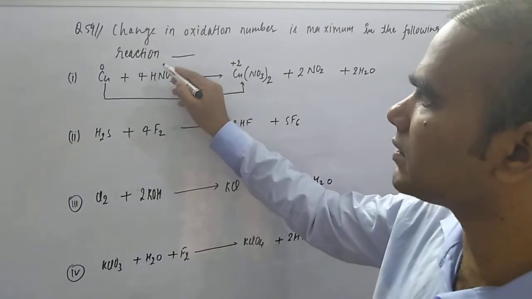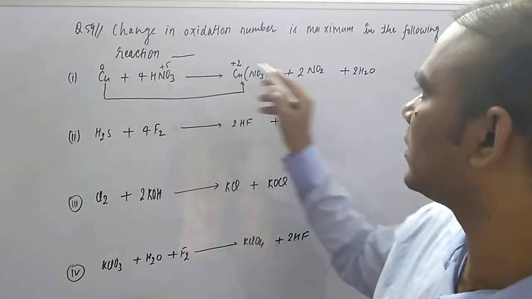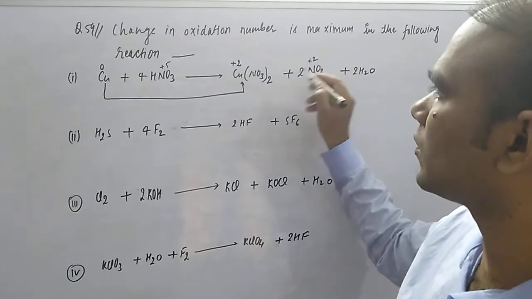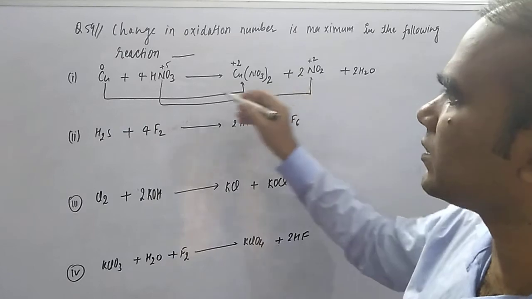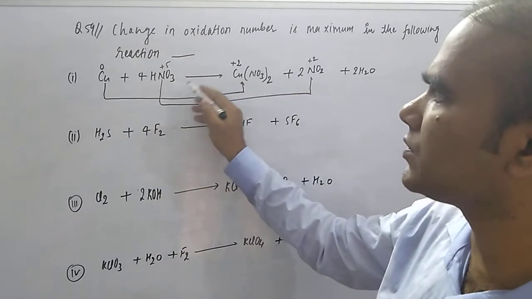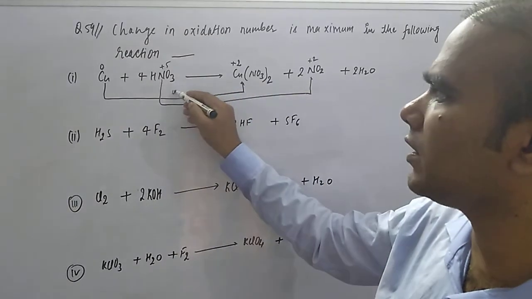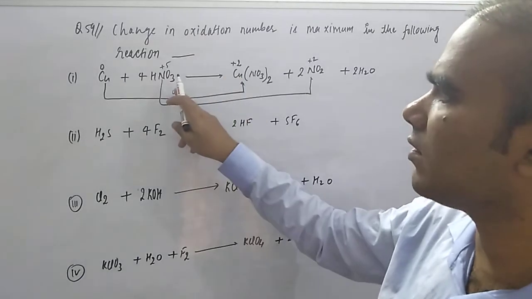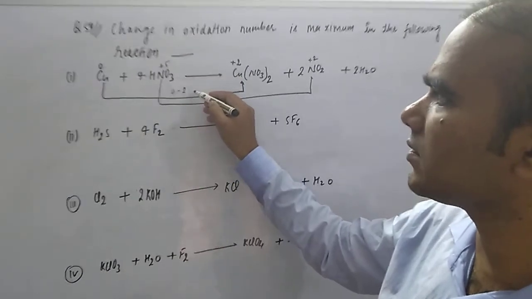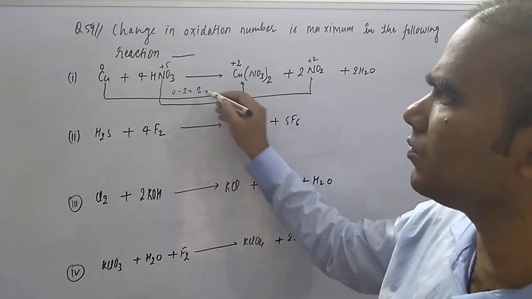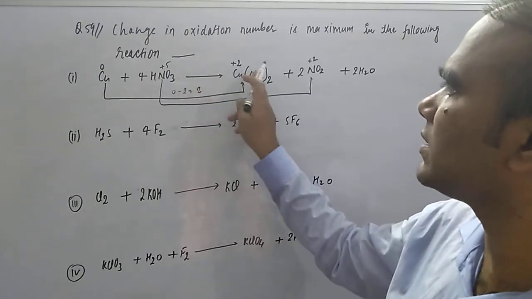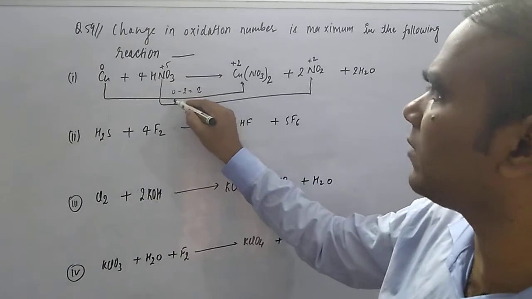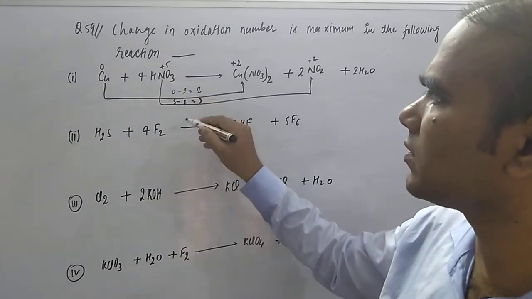Here it is in the form of +5, and it is in the form of plus 2. Okay, so here change, if you see student, that is 0 minus 2, that is oxidation, the change is 2. And here if you see student, what is happening is reduction, so 5 minus 2, that is 3, so this is the change.